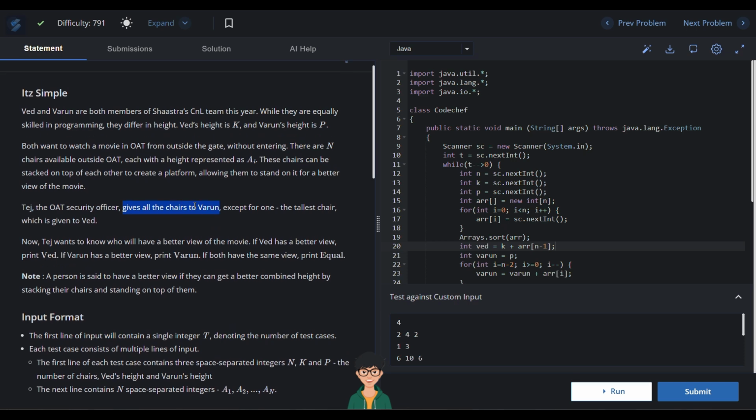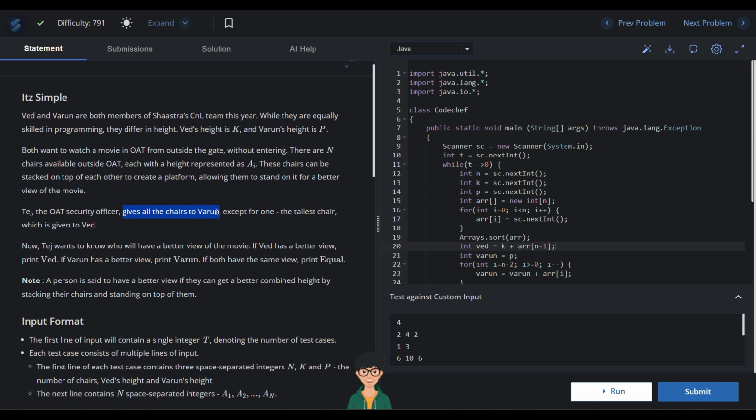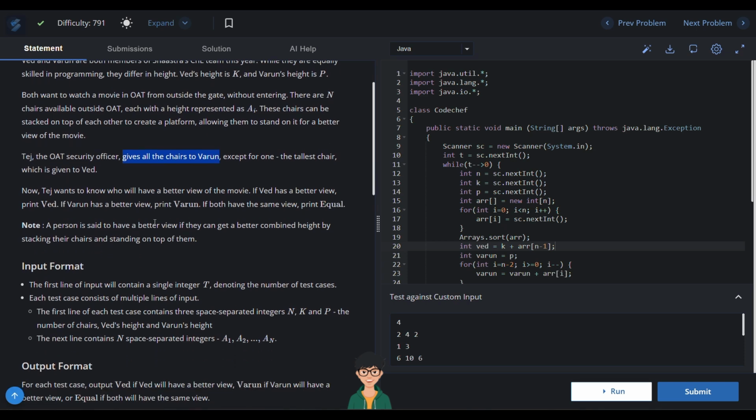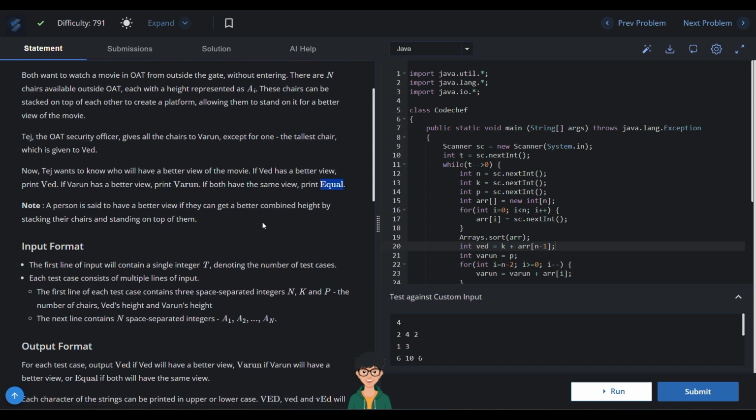And Varun, what can Varun do? Varun can stack all those chairs above each other and stand up on them, and Ved can just stand up on the highest chair. And then you have to calculate the height, since you are also given Varun's and Ved's height, so who can see more clearly. You have to print the result: if the heights of both Ved and Varun are equal, then print equal. If the height of Ved is greater, print Ved. If Varun is greater, then print Varun.